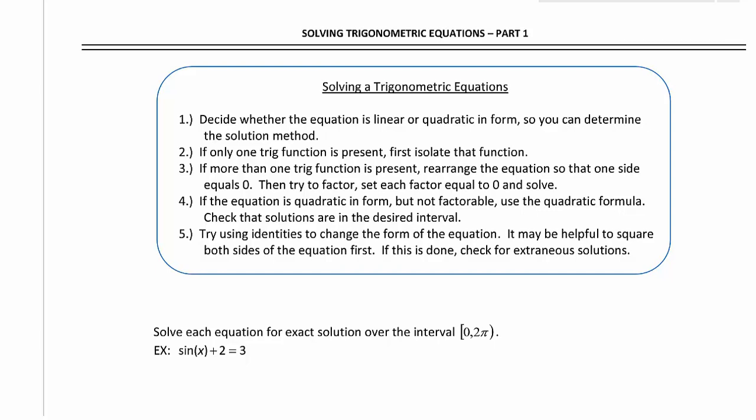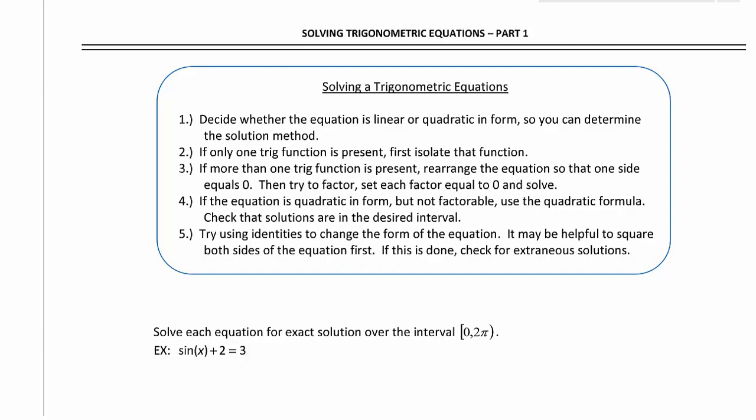You want to start by deciding whether the equation is linear or quadratic in form so you can determine the solution method, because we know we do different techniques depending on whether it's linear or quadratic. If there's only one trig function present, you're happy about that, and you're going to start by isolating that function. If more than one trig function is present, you want to rearrange the equation so that one side equals 0 and try to factor it. If the equation is quadratic in form but not factorable, you might have to use the quadratic formula to solve it, and then check that your solutions are in the desired interval.